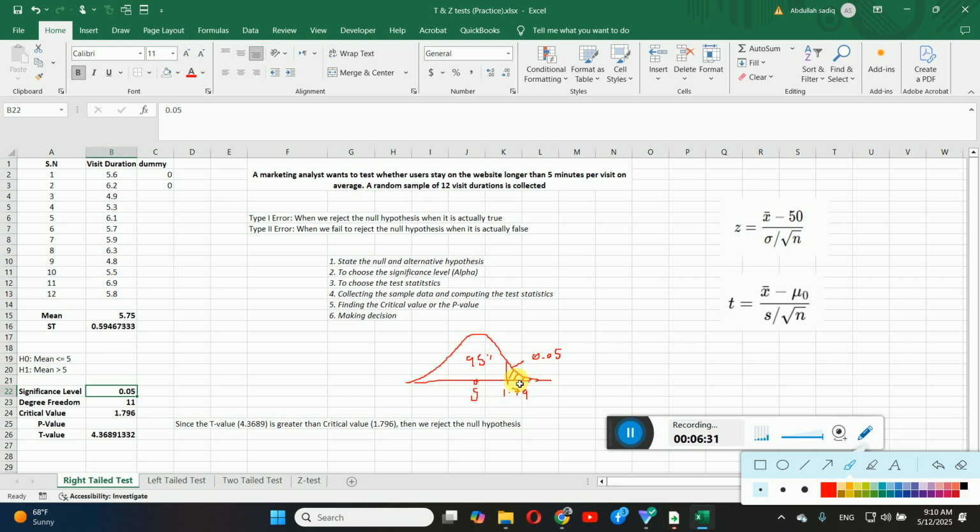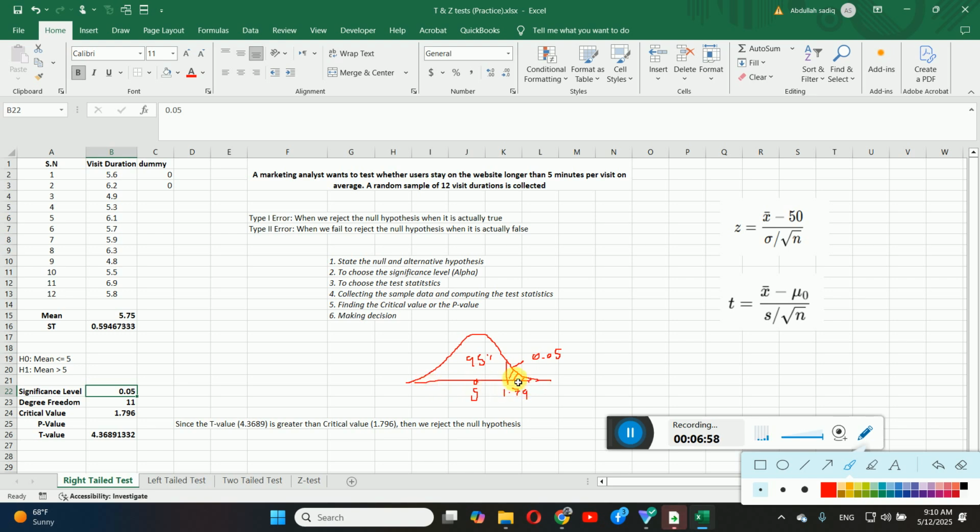Why do we say that a 5% chance that the null hypothesis is true is not acceptable for me? Because this is the central value in the normal distribution. All these values around the central value are related to this null hypothesis. This is the confidence interval of the null hypothesis. So this central value is representative, the mean of all these values.